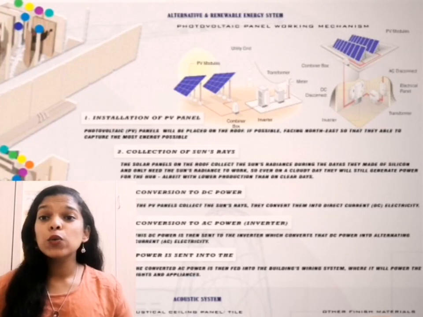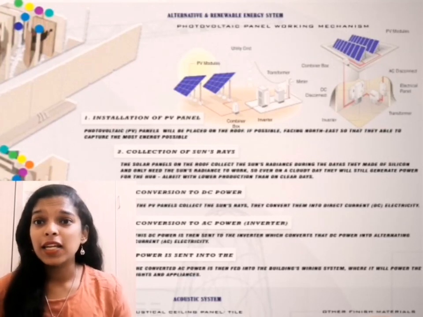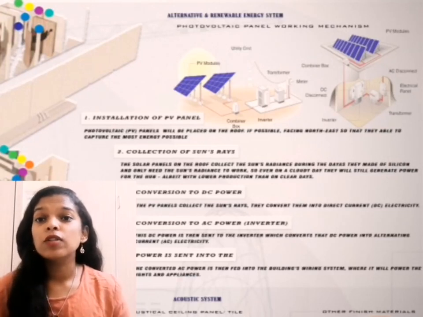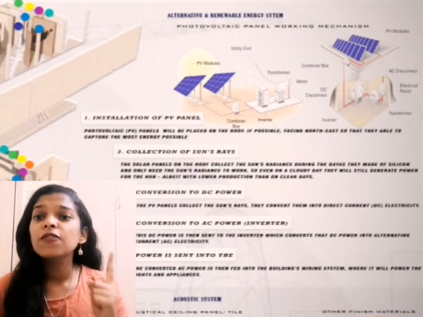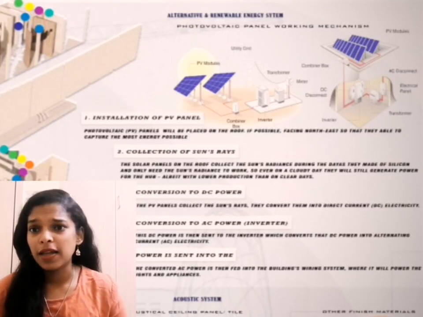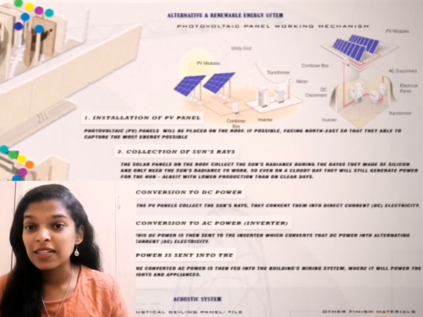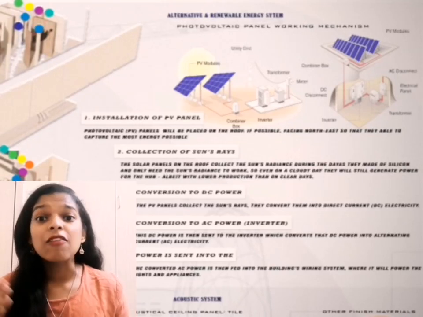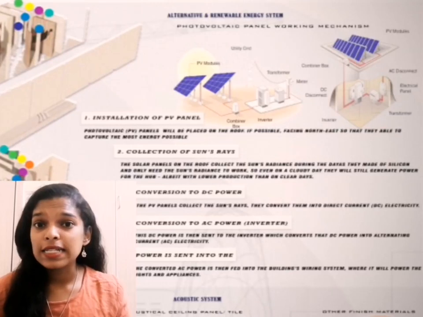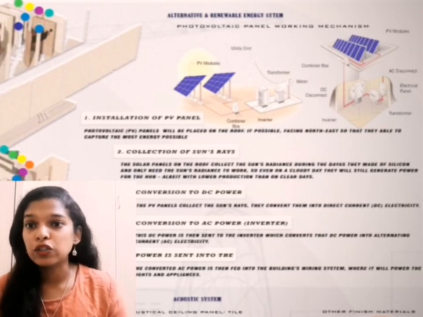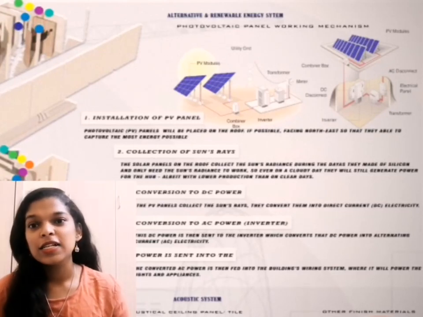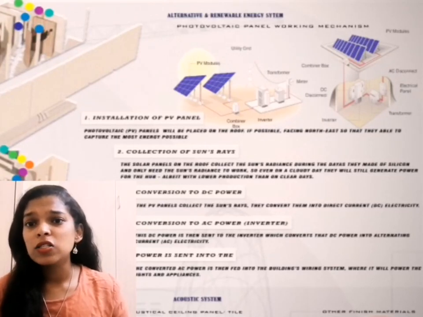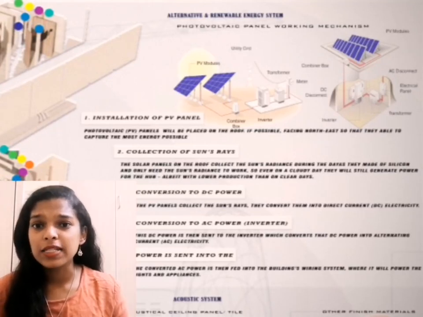tiles. The sixth will be the alternative and renewable energy system. The type of system that we have used is the photovoltaic panel working mechanism. For the process of installation, the first is the installation of the PV panels, where the photovoltaic panels will be placed on the roof, if possible facing northeast, so that they are able to capture the most energy possible. Second will be the collection of sun rays. The solar panels on the roof collect the sun's radiance during the day.